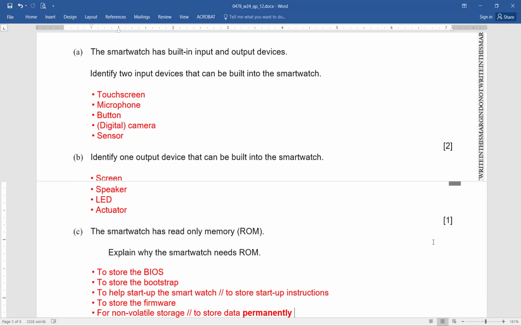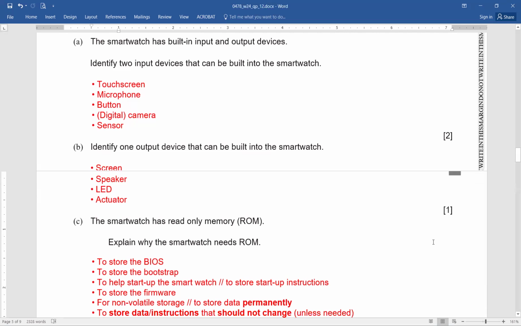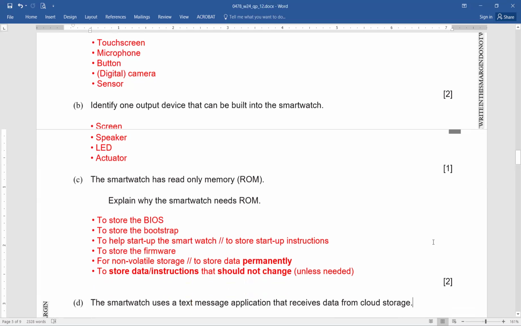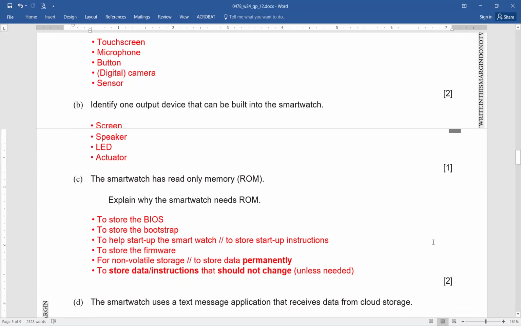And if a student simply writes that it is there to store the permanent instructions or to store the data permanently, or explains that it is there to store the instructions that are not needed to change, that should always remain constant, that should never be deleted or updated, then that is going to be the answer they expect the student to write as the reason for using ROM in a smartwatch. The simple question that you have learned earlier, just asked with respect to the smartwatch, and you will be scoring your marks. No difficulty at all.